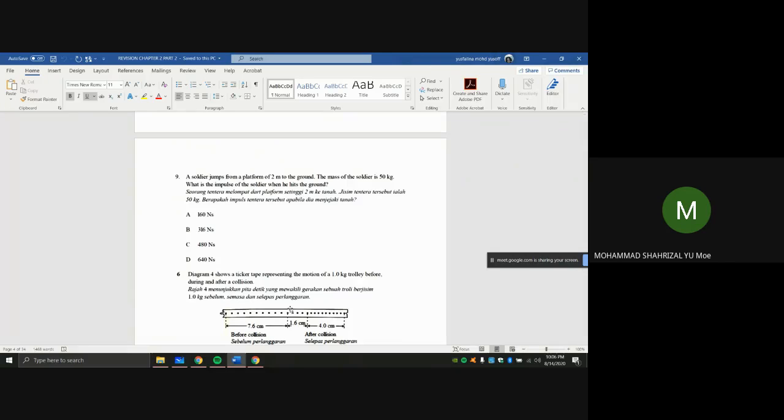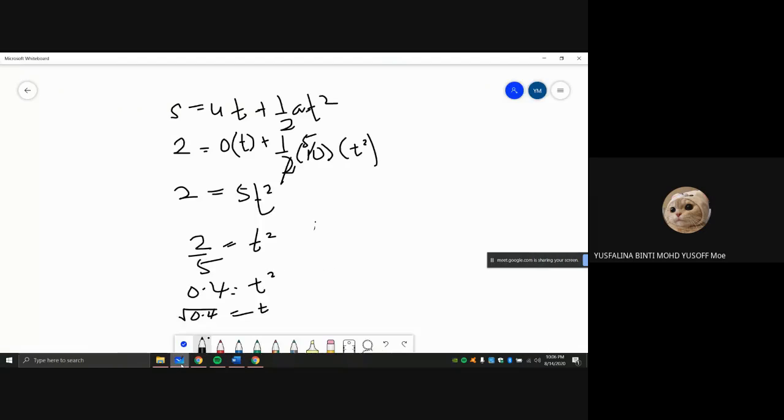So the t is 0.63, right? Yeah. If there are a lot of decimal points there, you have to take until 2 decimal points.